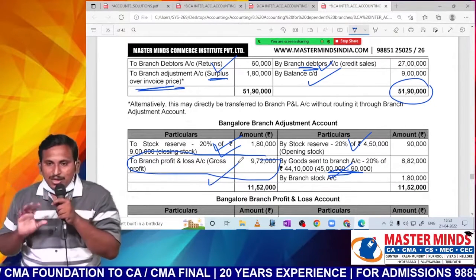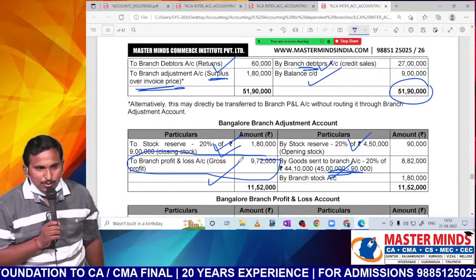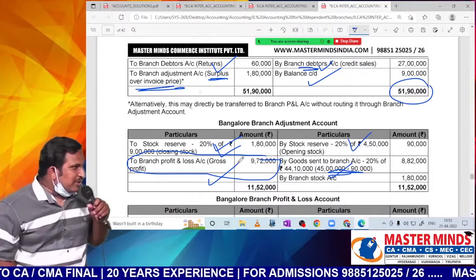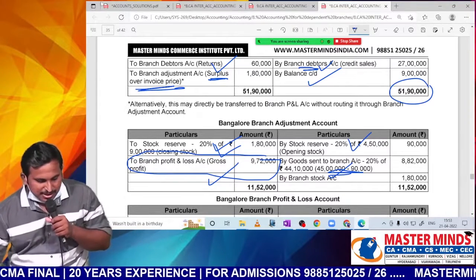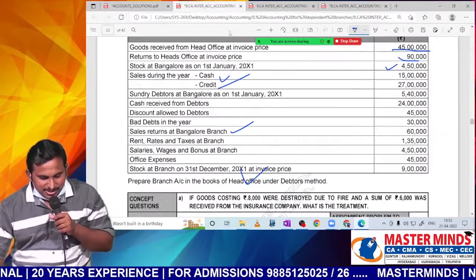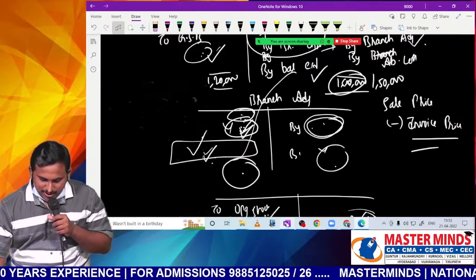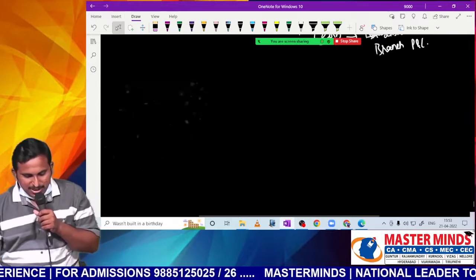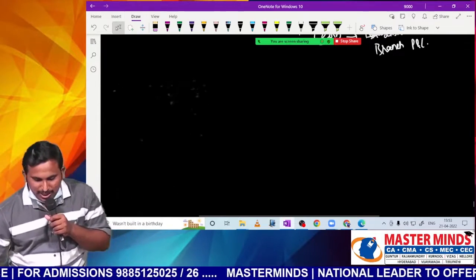In this way, we will maintain stock and debtors method at invoice price. Sir, shall I proceed? With this, I am closing dependent branches. Both methods we have discussed comprehensively: debtors method as well as stock and debtors method. Now, let me proceed to the other aspects.